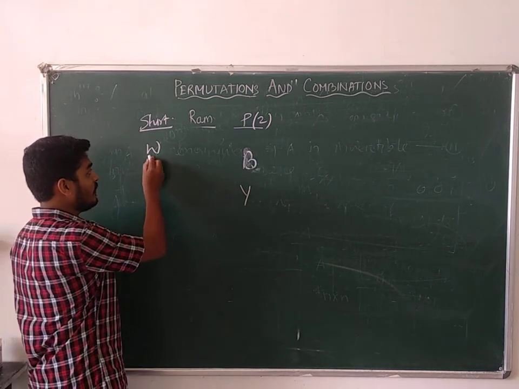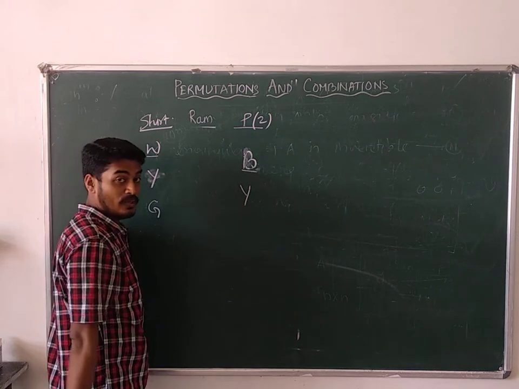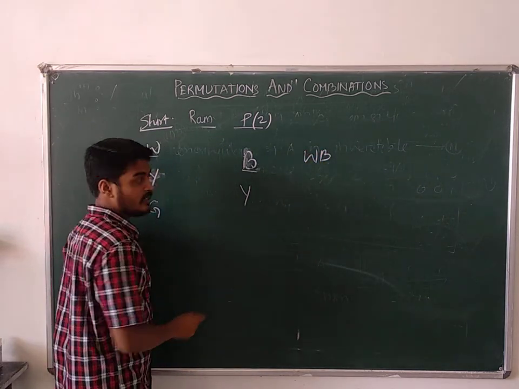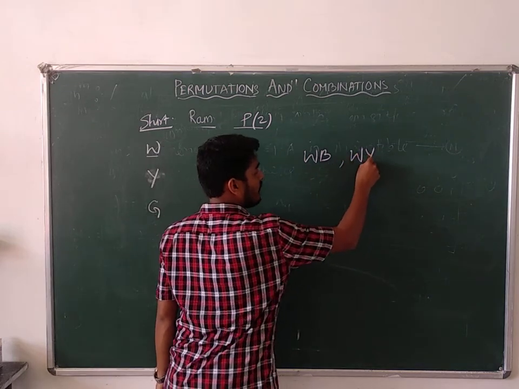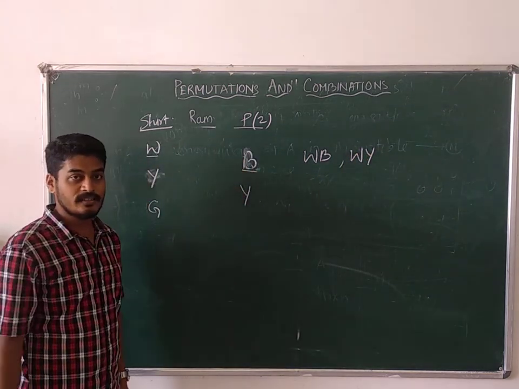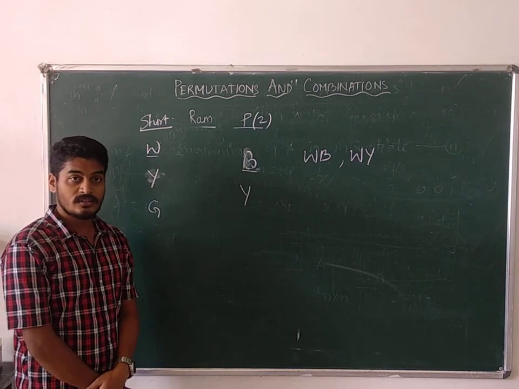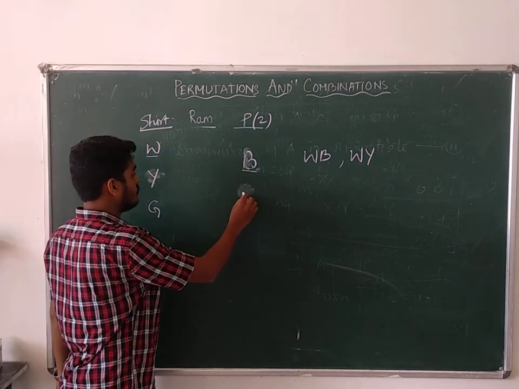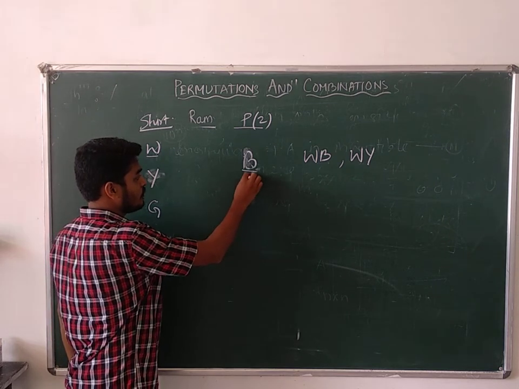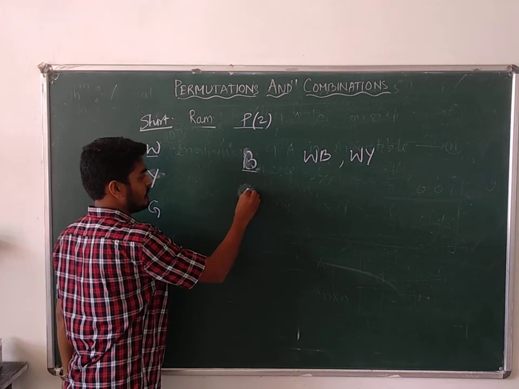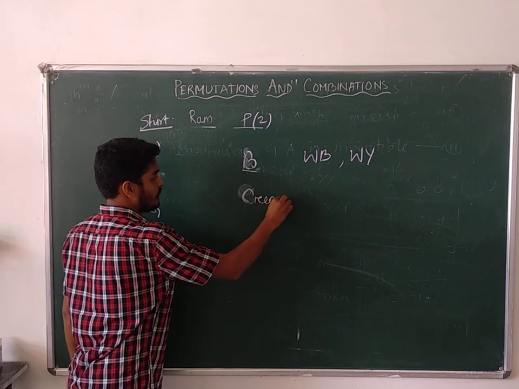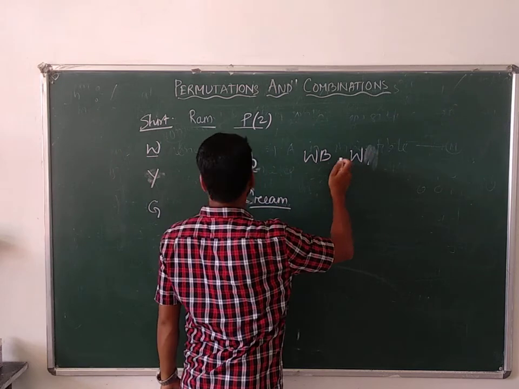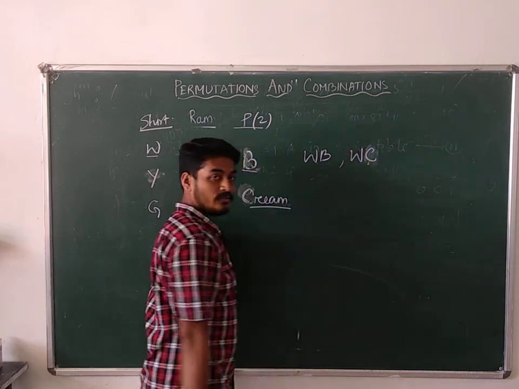Suppose if we think this way, wearing a black pant with the white shirt, one combination will be there: white shirt, black pant. He can use this one also, white shirt and yellow pant. Like yellow pant is there, so this is another combination. He can think about this one. Oh, wait. Suppose this one is the cream pant. Cream color pant is here. Then obviously white shirt and cream color pant.